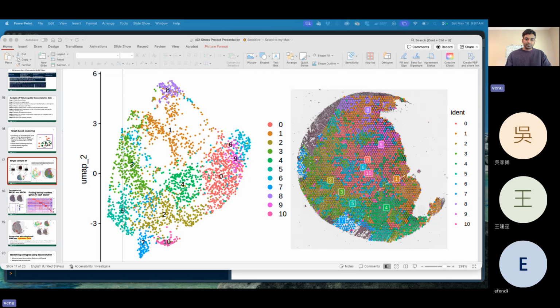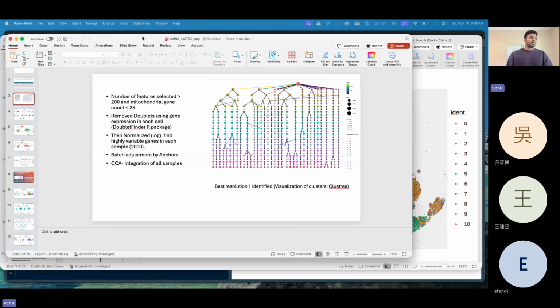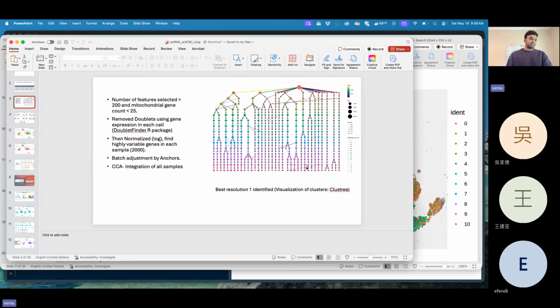Just give me a second. From my single cell data, PPTs to learn materials. Okay, I'm just showing an example from my single cell data analysis.